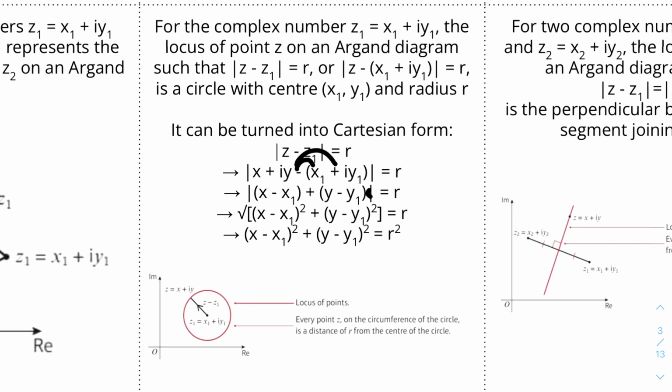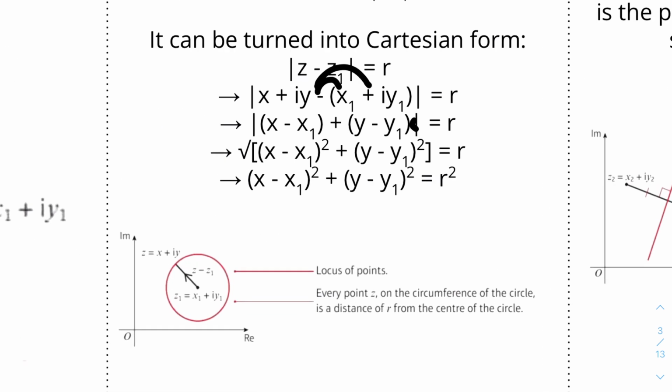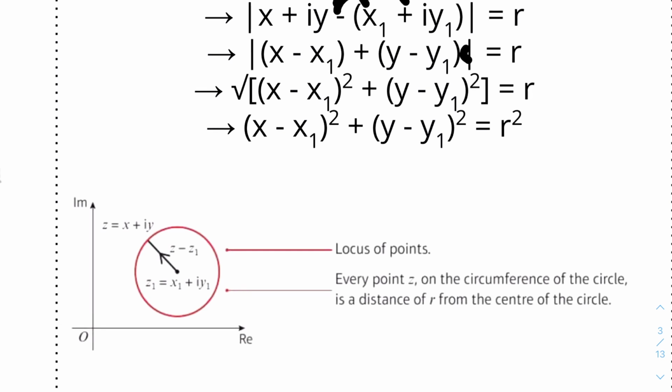So here's an example. We have a circle and the locus of point, and here we have z minus z1 right here, and z. Every point z on the circumference of the circle is a distance of r, or the radius, from the center of the circle.